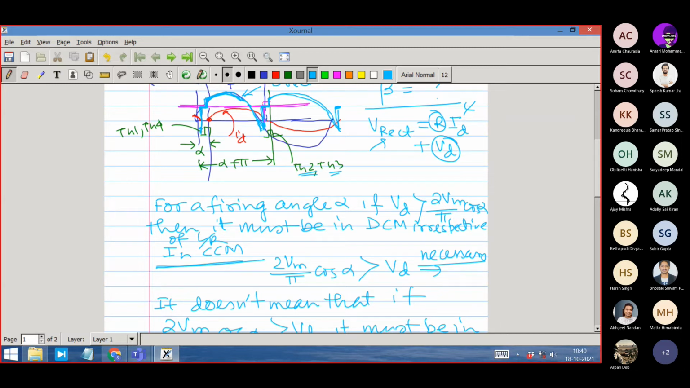Then I have to look at the circuit time constant and make a judicious guess that it may be in CCM. It may be in CCM if L is too high, if the L by R time constant is too large. Maybe more than 10 millisecond is sufficient so that the current is not allowed to come down. Like that, 10 millisecond into 4, a little bit high, 40, 50 millisecond. So this kind of intuition is required when the possibility of both CCM and DCM exists.